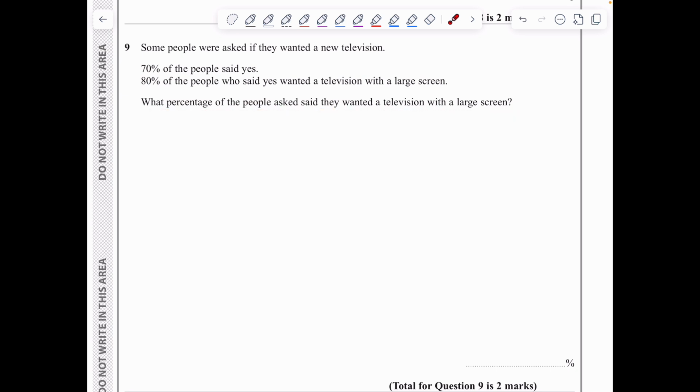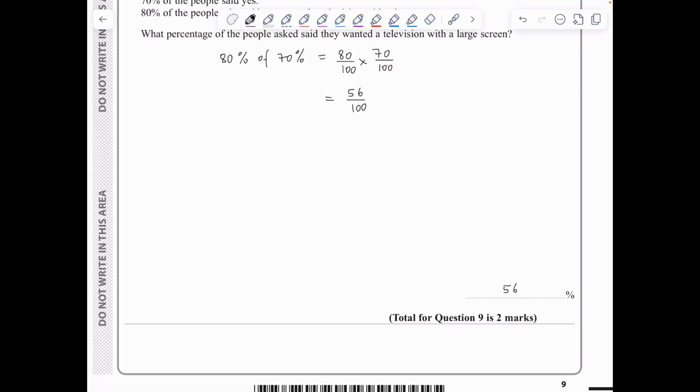So we know that the 80% of the 70% is what we're trying to find. Now the word of means multiplication. 80% is the fraction 80 over 100 times 70 over 100. This gives an answer of 56 over 100, and therefore we conclude that 56% of the people asked were asking for a television with a large screen.